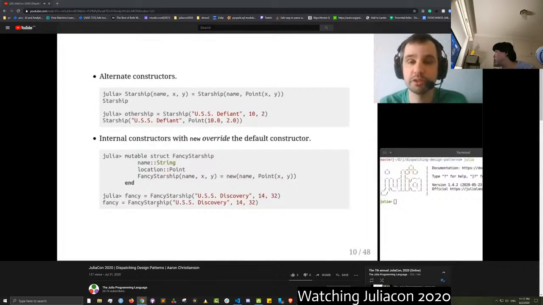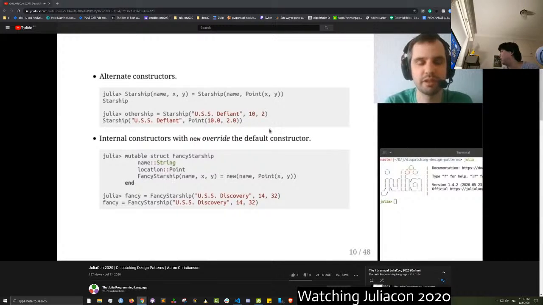You can also have alternate constructors for structs. Simply take the constructor name and define another dispatch. This constructor helps us avoid having to write the point constructor every time we define a new ship. You can also have an internal constructor with new.